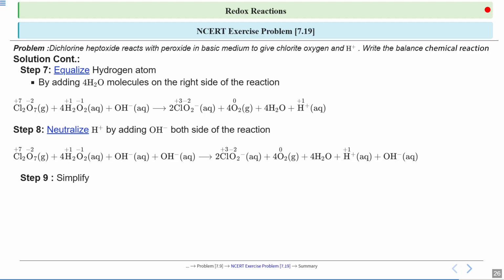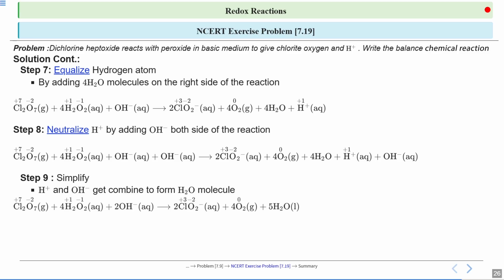And now the step 9 to simplify this equation. After simplifying, we can clearly see here that the 1 H positive and 1 OH negative will combine to form water molecule. So we will write a reaction accordingly, that Cl2O7 plus 4H2O2 plus 2OH negative gives 2ClO2 plus 4O2 plus 5H2O. So in this, Cl2O7 is present in gaseous form, while H2O2 plus 2OH negative is present in aqueous form, and O2 is in gaseous form, and water is present in liquid form.